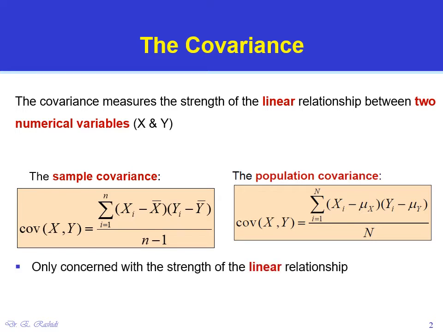Covariance is only concerned with the strength of the linear relationship. It only cares about the strength of the linear relationship, not about the nonlinear relationship. And the formula in Excel is COVAR, open parentheses, random variable x, random variable y. So what you do is plug in all the arrays of x and y here. We're going to see an example for this.